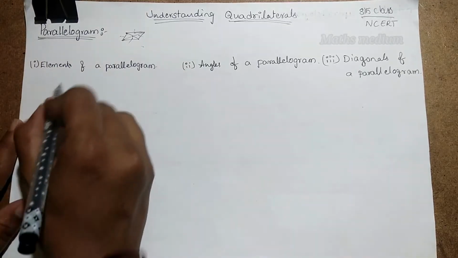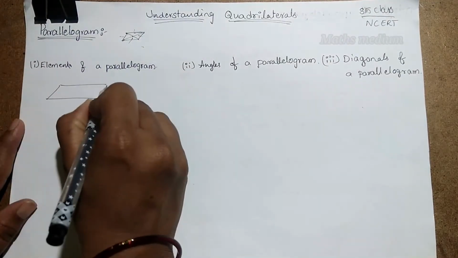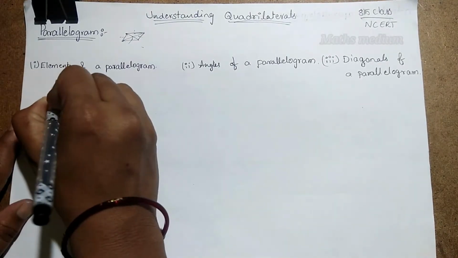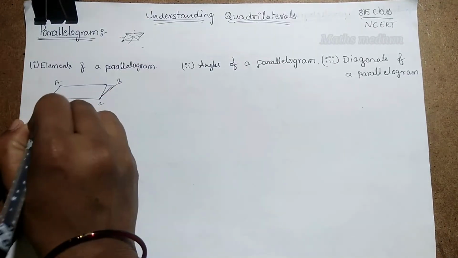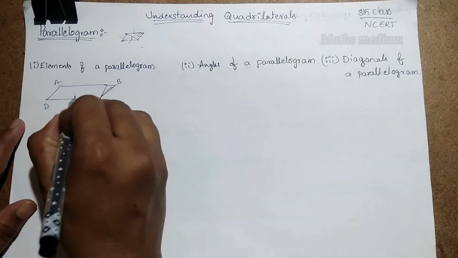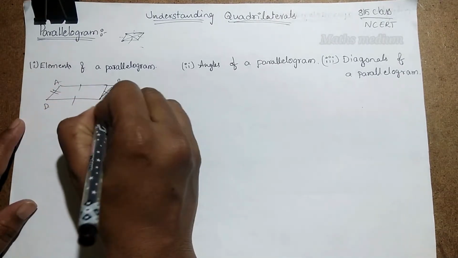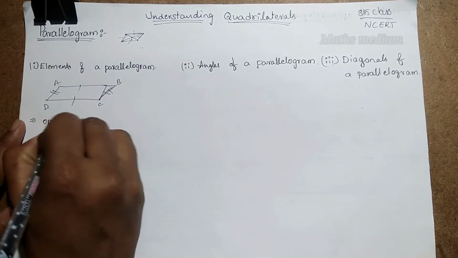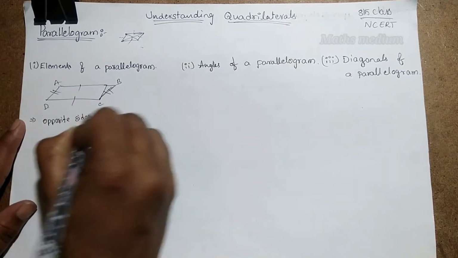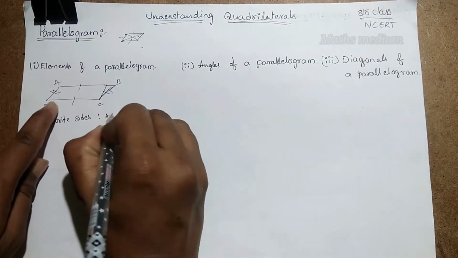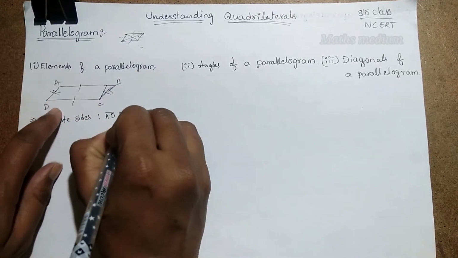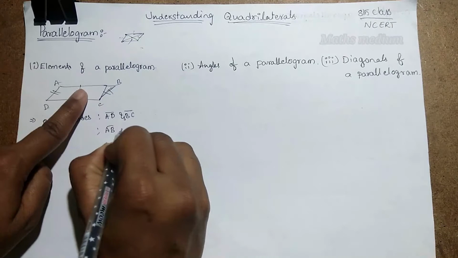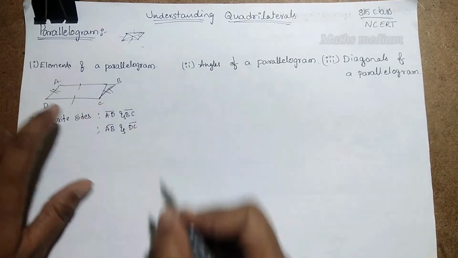Elements of a parallelogram is nothing but, take a parallelogram like this. Let it be parallelogram A, B, C, D. Now in this we have these two lines are parallel and these two lines are parallel. So we have opposite sides. Opposite sides are AB bar and DC bar, and also AD bar and BC bar. So these are the opposite sides.